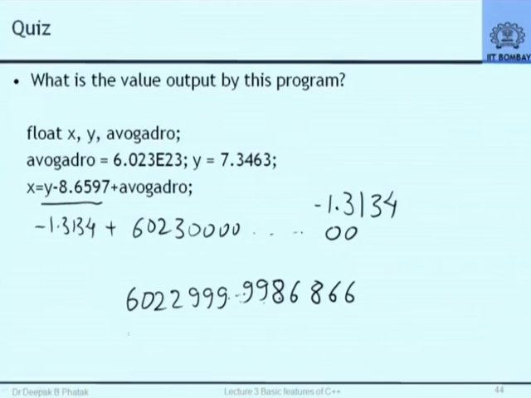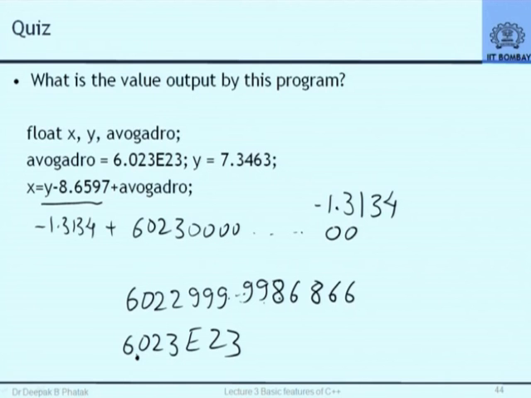But an engineer's and scientist's value is not this. What will happen in C++? It will say, you have so much precision, I can't store all of this. I will store it in my 6 or 7 digits of precision. And since it's a fractional number, a floating point number, I will convert it appropriately. So I will represent 6023E20. So Avogadro plus something, Avogadro minus something is equal to Avogadro, or E20. Well, this is easier. Followed this? Okay, we'll stop here now. Thank you.